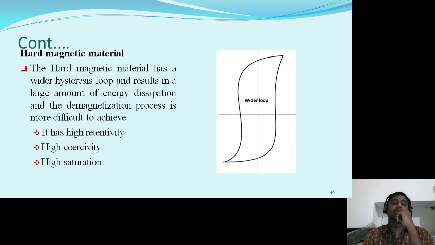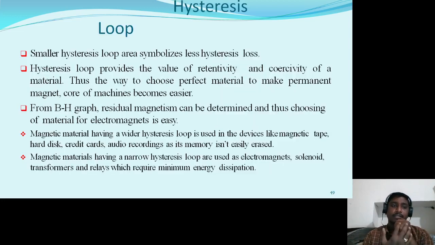For hard magnetic materials, the hysteresis loop is wider compared to soft magnetic materials, and retentivity, coercivity, and saturation are higher compared to soft magnetic materials. So what we have discussed till now is mentioned in this slide: a smaller hysteresis loop area symbolizes less hysteresis loss.